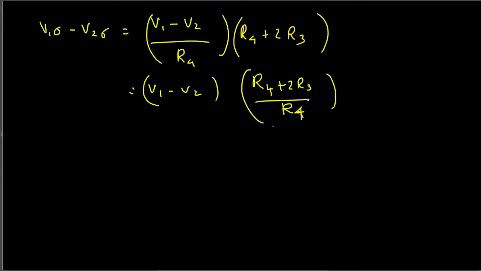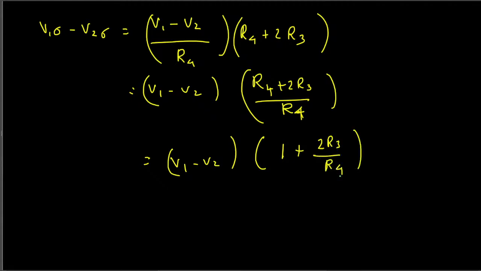Okay, so if we do that, then it's going to allow us to simplify this one furthermore. We have R4 here, so we can separate this one like R4 over R4, then 2R3 over R4. So that's going to be V1 minus V2. If you separate R4 over R4, that's going to be just 1, and then 2R3 divided by R4 remains the same. Okay, so this is it. That is V1 output minus V2 output.